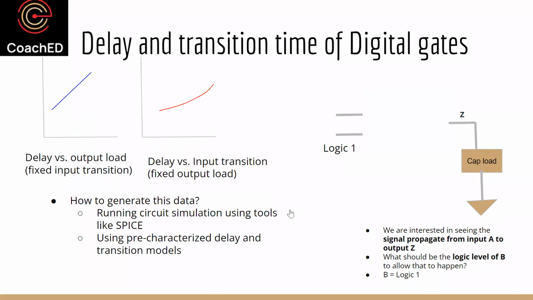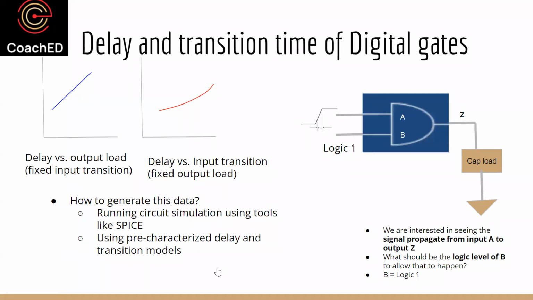Now, as I was saying, how to generate this data: circuit simulation using SPICE, but also an interesting approach, which I'll come and discuss in more detail, which ASIC flows actually use, is something called pre-characterized delay and transition models. Pre-characterized means it's done offline. Offline means that you've done this characterization work earlier in time, and you retain the results with you, and you can use these results to create a lookup table.